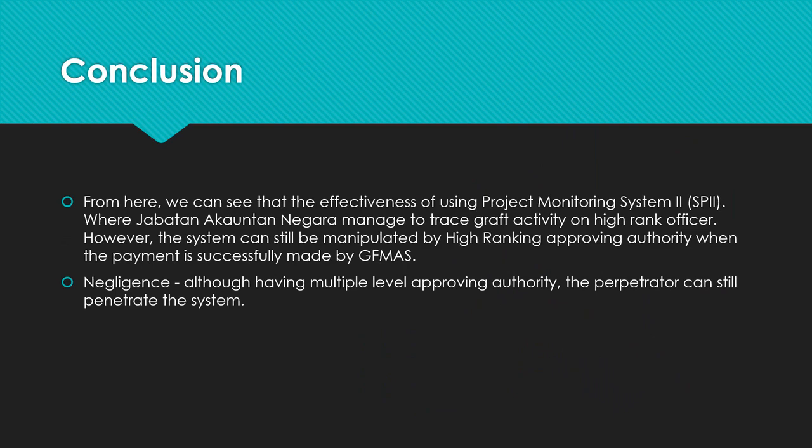In conclusion, from here we can see the effectiveness of using Project Monitoring System 2, where in this case Jabatan Akauntan Negara managed to trace graft activity by a high-ranking officer. However, the system can still be manipulated by a high-ranking approving authority when the payment is successfully made by GFMS. Negligence. Although having multiple levels of approving authority, the perpetrator can still penetrate the system by allowing the transaction that was given by the high-ranking officer.